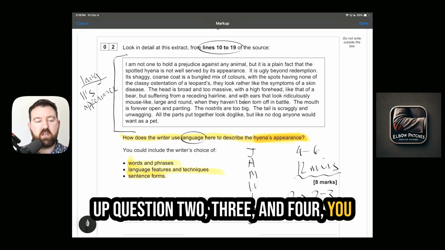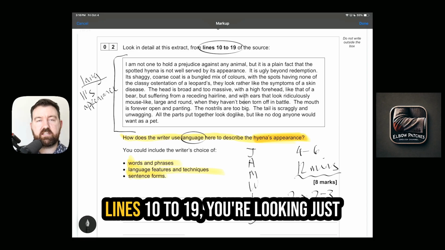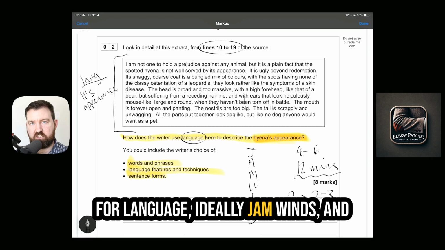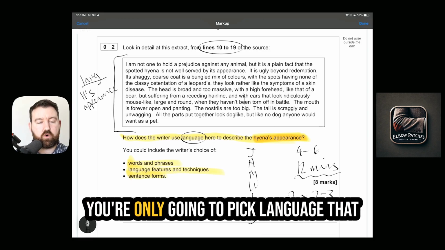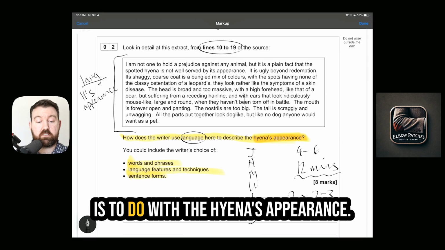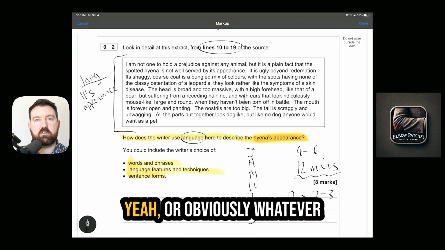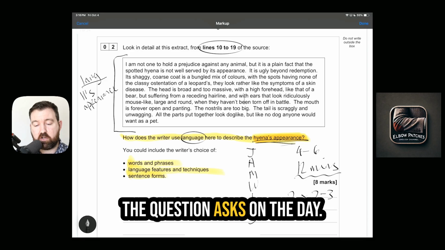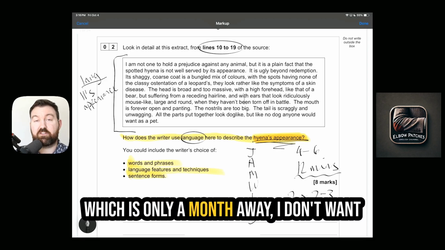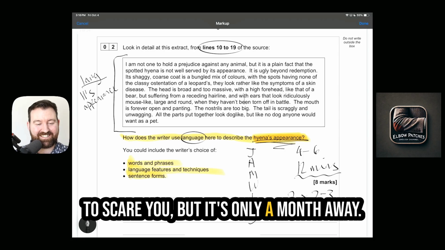Yeah. So when you come to read the extract in a minute, having marked up question 2, 3, and 4, you know specifically when you read these lines 10 to 19, you're looking just for language, ideally JAM WINS, and you're only going to pick language that is to do with the hyena's appearance, yeah? Or obviously whatever the question asks on the day, yeah? Which is only a month away. I don't want to scare you, but it's only a month away.